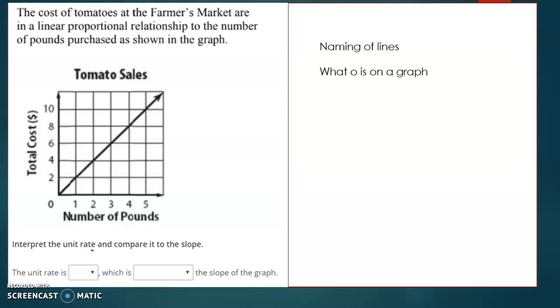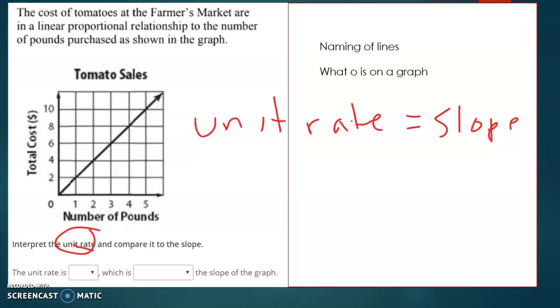Number 5, I'm using the same thing. It is asking for unit rate. Again, unit rate equals slope. They're the same. It's asking the same thing. So the slope was 2, therefore the unit rate is 2, which is the same as slope. Unit rate and slope are synonyms.